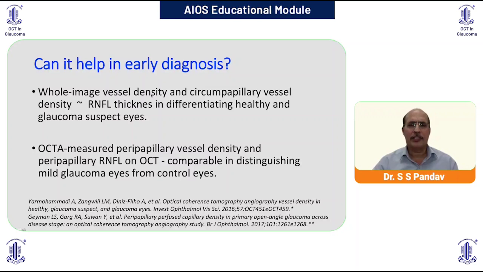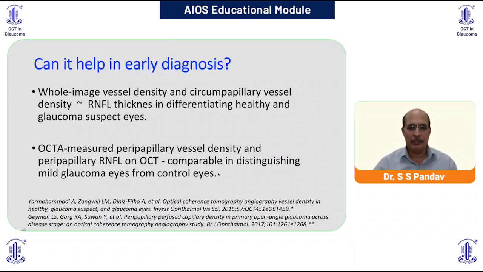There are a number of studies now which support this, that the areas where there is a nerve fiber thickness reduction in glaucoma patients are also the areas which show a decrease in the capillary, as I showed in our examples earlier. And also the OCTA measured peripapillary vessel density and peripapillary nerve fiber layer on OCT are comparable in distinguishing mild glaucoma eyes from the control eyes.